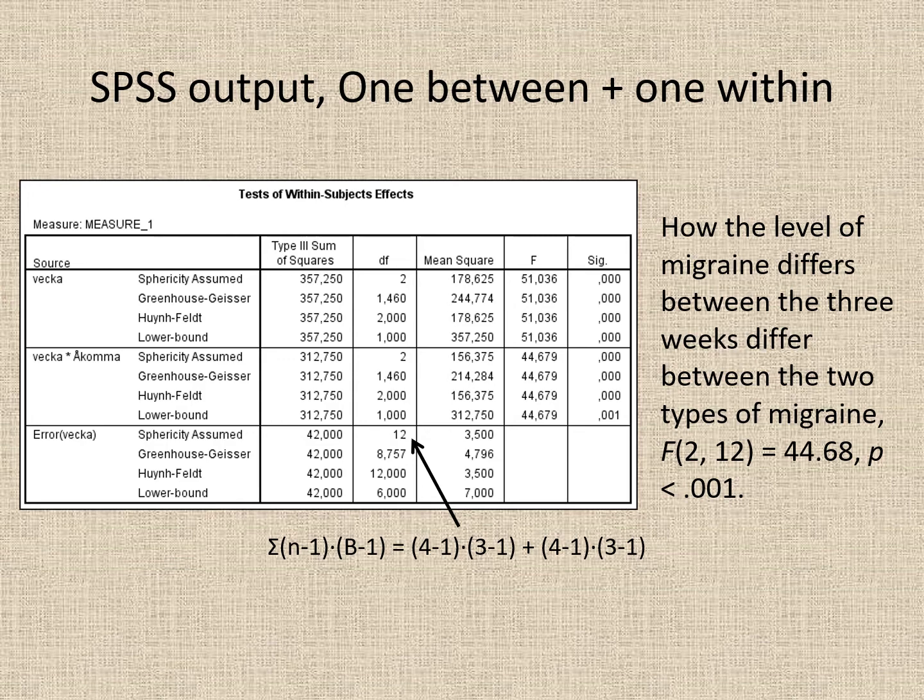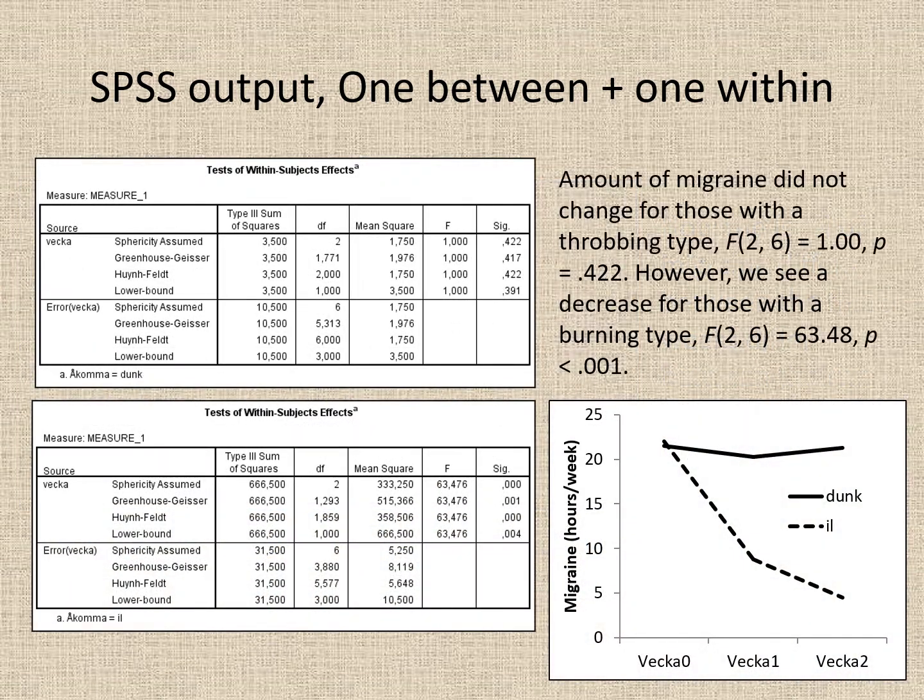What does the result tell us? What do we say about throbbing migraine? We see here we have a difference in means for throbbing migraine. What is the probability of getting these huge differences between the 3 weeks if there is no difference between the weeks in the population that the sample is representing? How large is that probability? 42%.